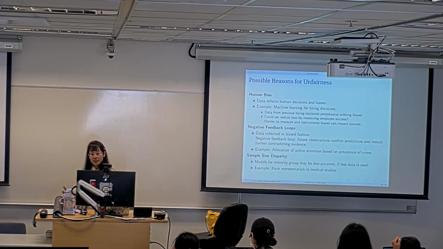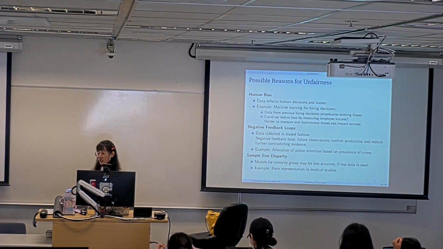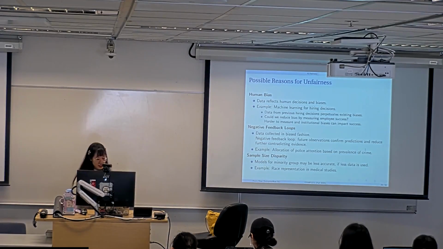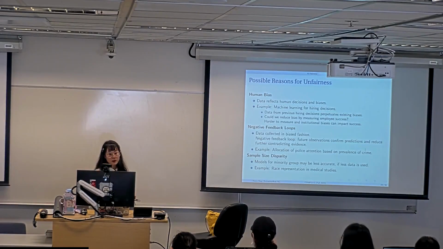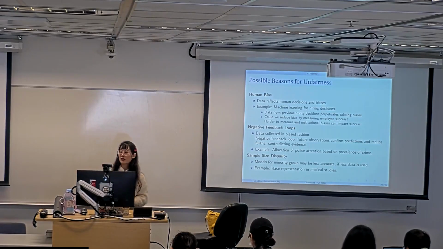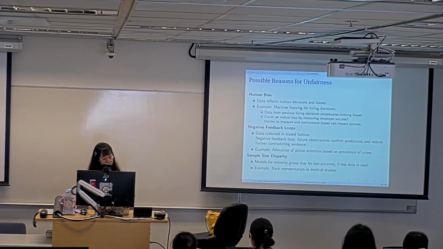And after finding more crimes because of more police there, this will confirm their own predictions, even though they are biased, but still confirm their own biased predictions. And then without future contradicting evidence, this causes a negative feedback loop. And then possibly they will allocate more and more police there, and they will find more and more crimes there. And another reason is the sample size disparity.